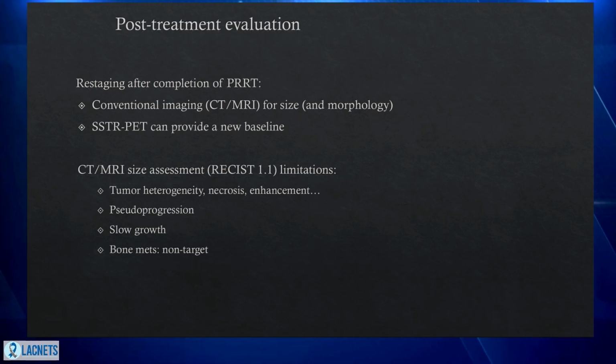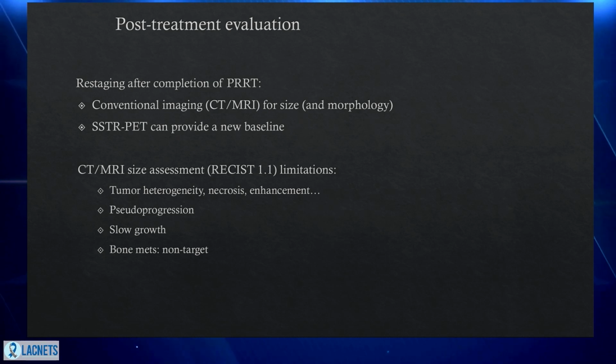Now, post-treatment evaluation is a topic that's being discussed a lot now, and it is kind of uncharted territory, so I think it's important to talk about that. We do rely on both anatomic imaging, CT and MRI, to assess the size of the lesion, but also, importantly, the morphology of the lesion. I'm going to show some examples later on. And somatostatin receptor PET, or dotatate PET, can give us a new baseline for the future.